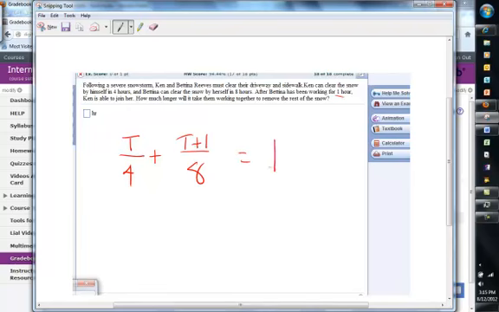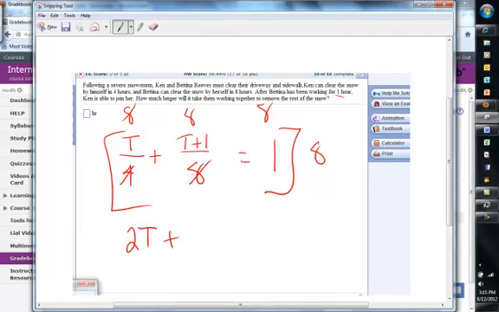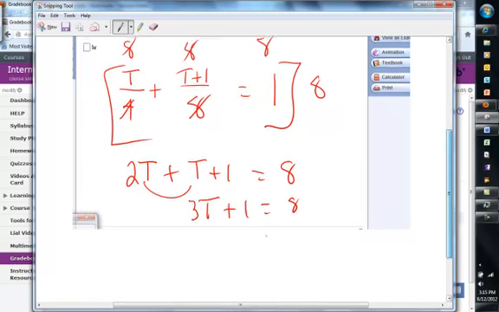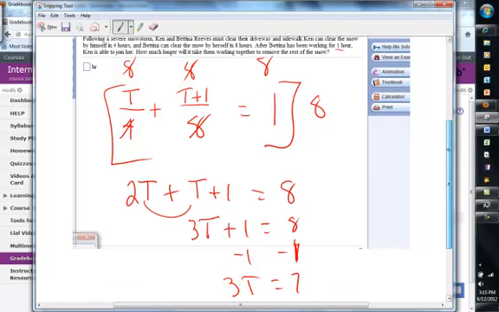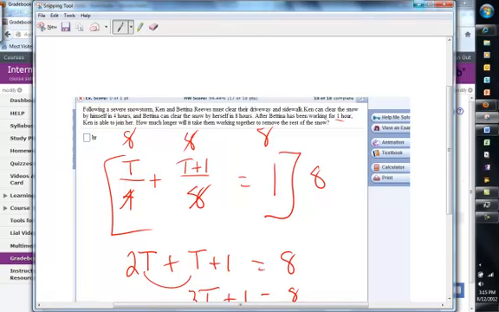And how long will it take them to do the whole job? Let's multiply everything by 8. The 8 cancels against the 4 for a 2. 2 times T plus, these two cancel, so we have T plus 1 equals 8. 2T and another T is 3T, plus 1 is 8. Subtract 1 from each side, and we get 3T is 7, so T is 7/3.